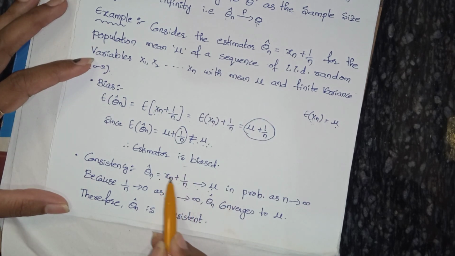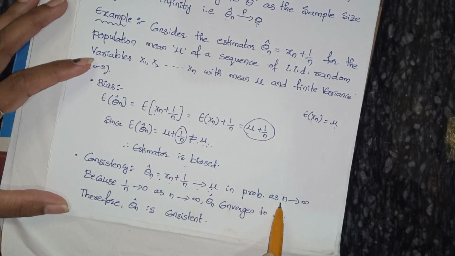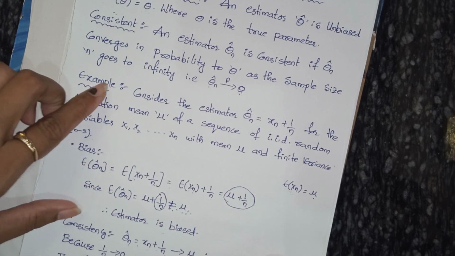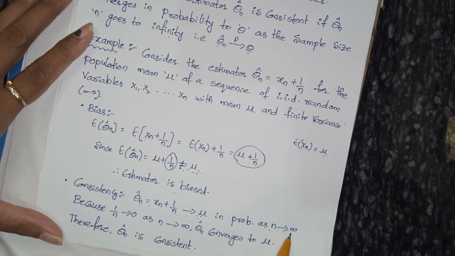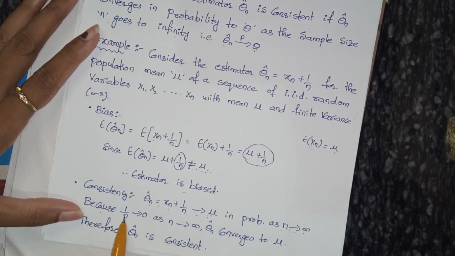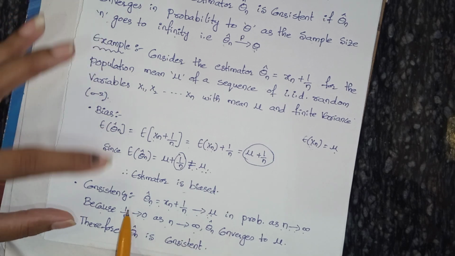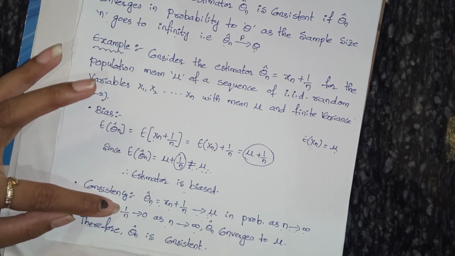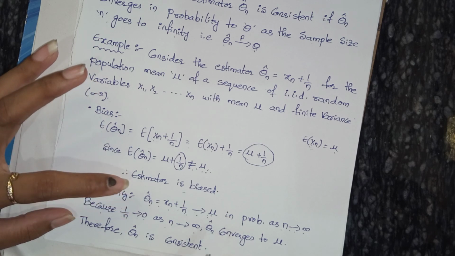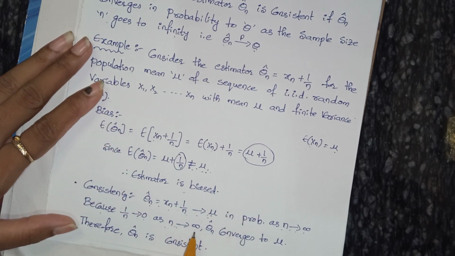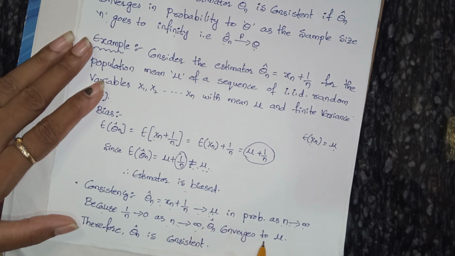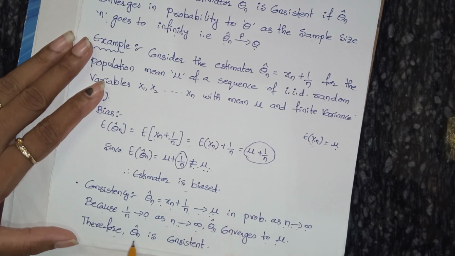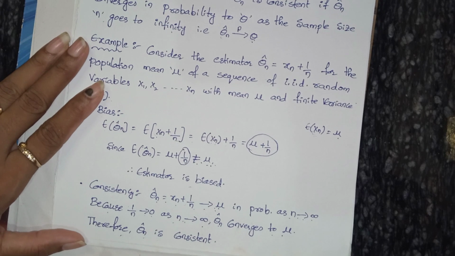So this value should tend to mu as n tends to infinity, as we wrote here. Because 1 by n tends to 0 as n tends to infinity. See, 1 by n, the value goes near to 0 at that time, when n tends to infinity. So that's why theta n converges to mu, we can say. Therefore theta n is consistent, finally we can say.